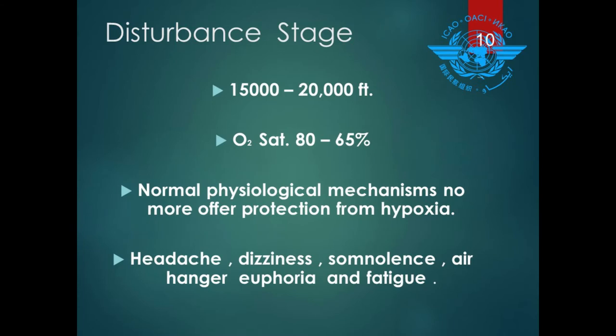Now, the disturbance stage occurs between 15,000 to 20,000 feet. The oxygen saturation is going to be between 80 to 65%. Normal physiological mechanisms no longer offer protection from hypoxia. The chemoreceptors will fail to compensate anymore for the hypoxic environment. So the individual will suffer from headache, dizziness, somnolence, air hunger, euphoria, and fatigue.